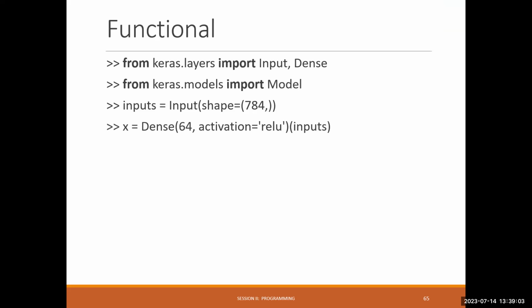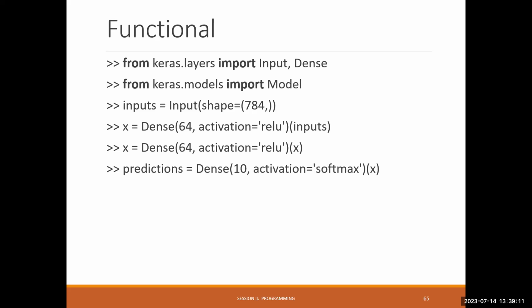So the input goes as an input here, and then I'm going to have an x as an output. I'm going to take this x and put it as an input to the next layer and give me an x. And then I'm going to take this x and put it as an input to the output layer, which is going to give me a prediction. It's a similar idea, but instead of saying add, I do that with a variable. So the inputs go from here to here, the x goes from here to there, x goes from here to there, and then the prediction goes out.